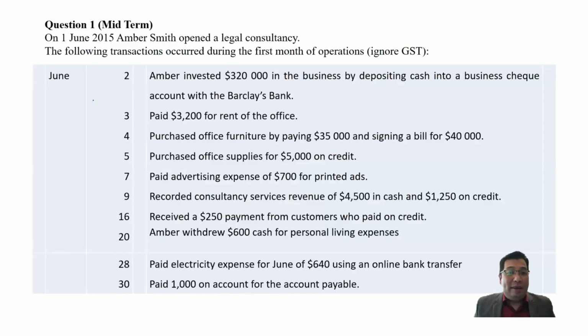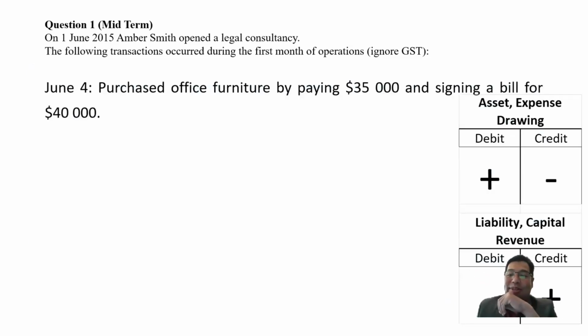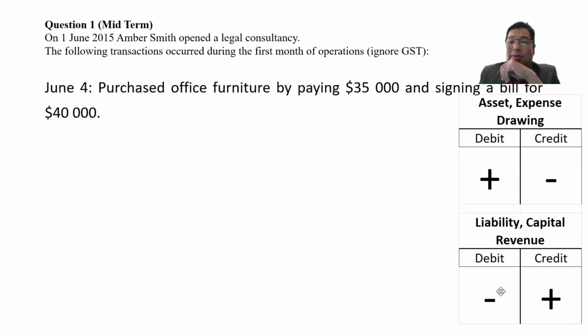We did number two, and the first and second adjustment. Now I'm going to go to the next one. This is quite difficult. Let me read the question first. Purchase office furniture by paying 35,000. You paid 35,000. And then, signing a bill for another 40,000.